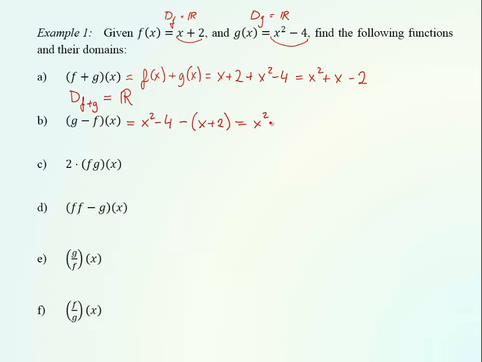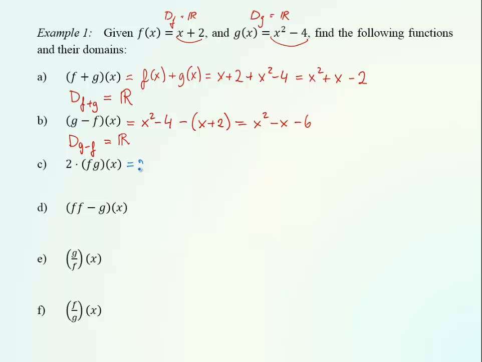Simplifying, it will be x squared minus x minus 6. And as before, the domain of g minus f is the intersection of the two domains, which in this case is just all real numbers with no change. The next exercise asks us to find out what's 2 times the product of f times g.